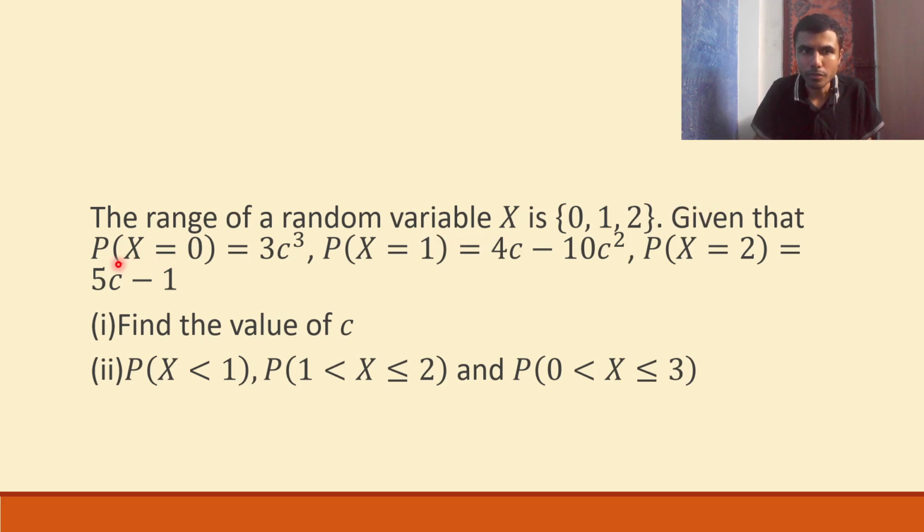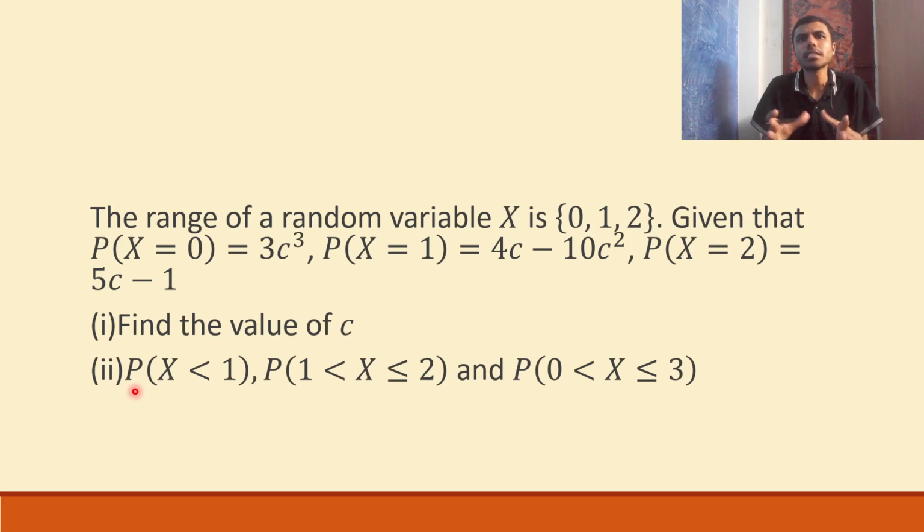Given that the probability that capital X is 0 is 3c cube. The probability that capital X is 1 is 4c minus 10c square, and the probability that capital X is 2 is 5c minus 1. Listen, understand this basic logic. We have to find out the value of c. We'll do that. First, understand the basic logic.